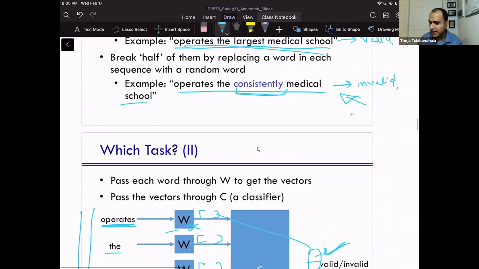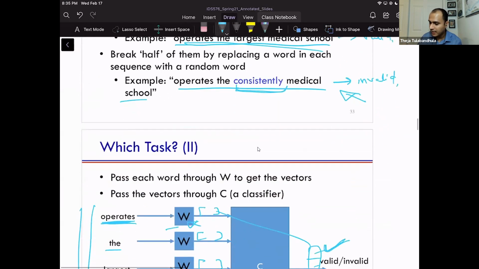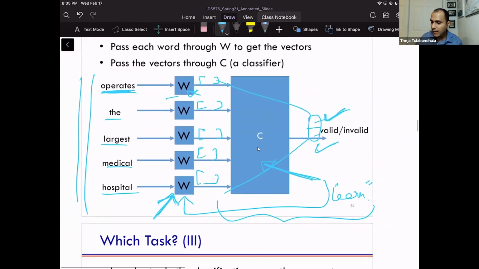And how do I do that? For that, I need an extra task, and the task is what I said. Let's go back to this picture. If I give a valid sequence of words, the words will get changed to vectors here. If they pass through W, W may not have meaningful vectors at the moment, but there are some vectors there, the current parameters. So I'll get some vectors here.